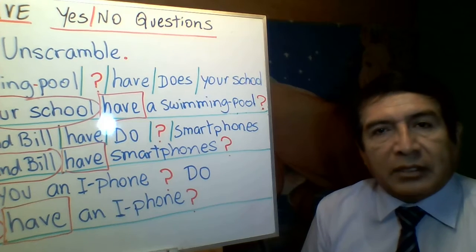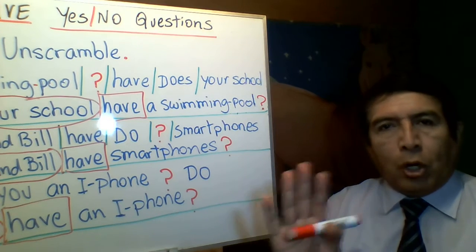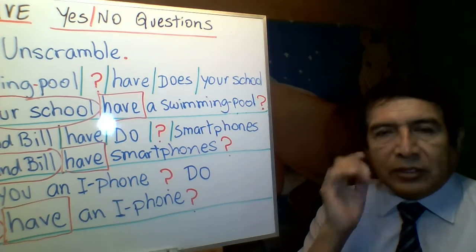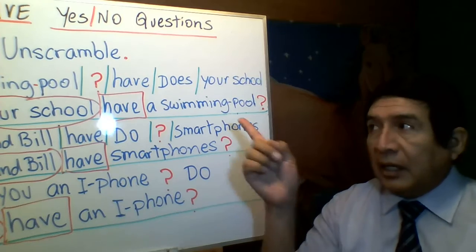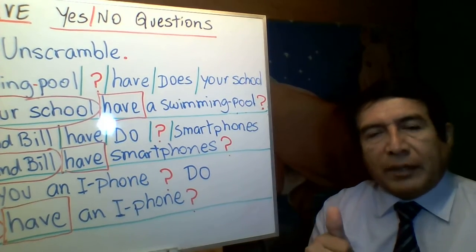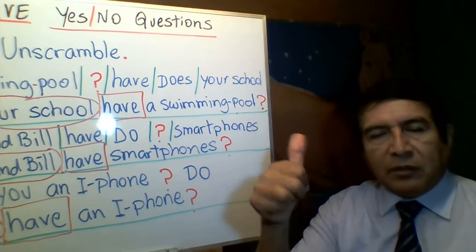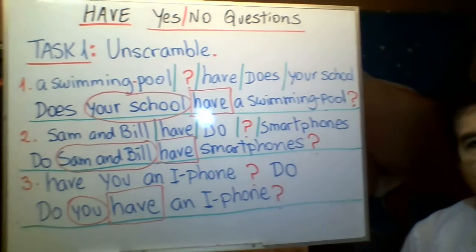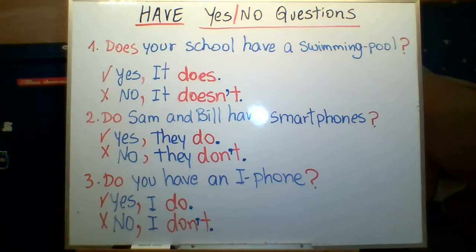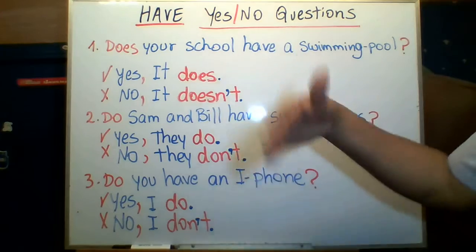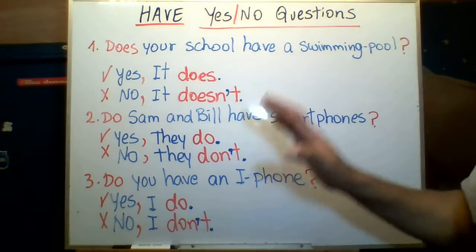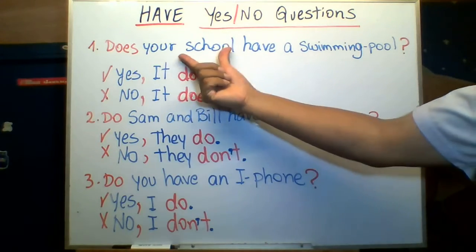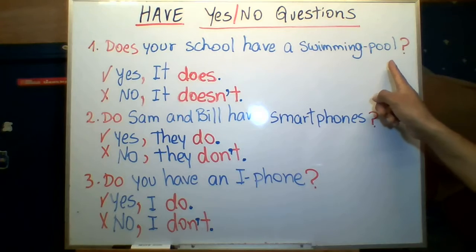But what happens with the answers? The answers will be yes or no. No more. No extra information. You can say yes or no. I'm going to answer the three questions, and then you're going to try the two ways, affirmative or negative, yes or no. Look at the board and continue the class, please. Here you have other examples, but in this case, you are going to answer the questions. Remember number one. Does your school have a swimming pool?